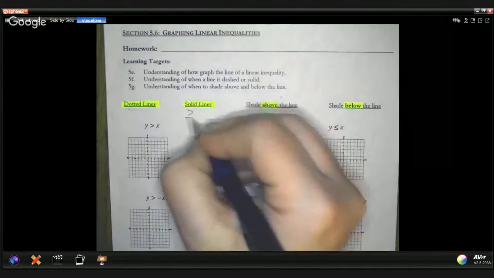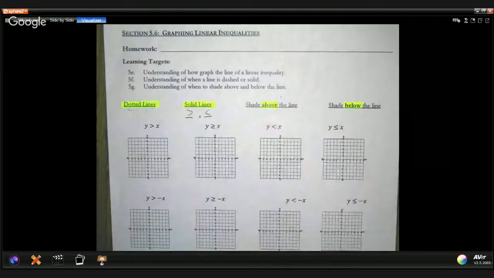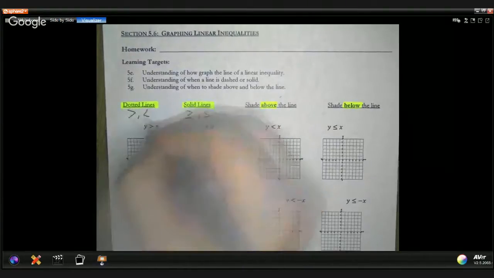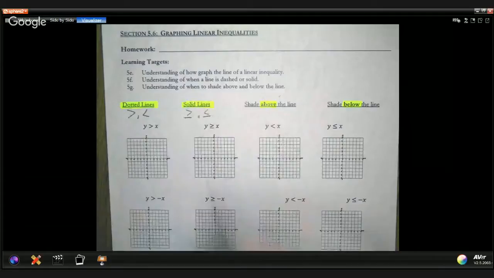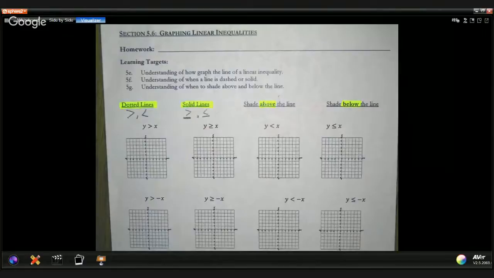So it's a solid line, like a full line, so a closed circle. And then an open circle that we used to have was just the greater than or less than sign. So when you see this line underneath, that should help you remember that it should be a closed line.